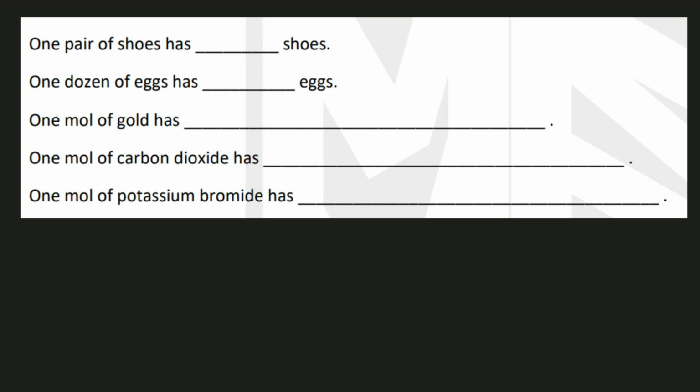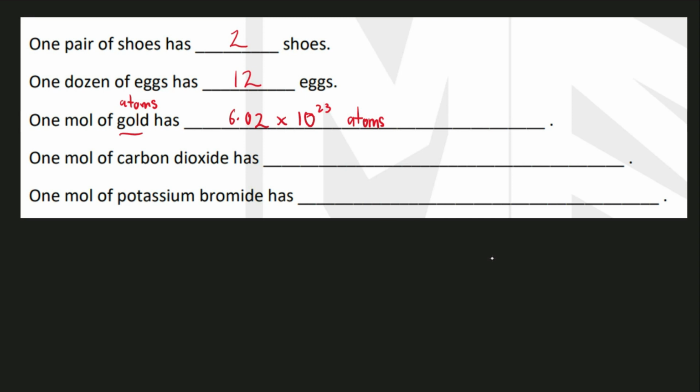A mole can be seen like a pair or a dozen. One pair of shoes has 2 shoes, and 1 dozen of eggs has 12 eggs. 1 mole of gold has 6.02 times 10 to the power of 23 elementary units. And what are the elementary units here? Since gold is made of atoms, 1 mole of gold has 6.02 times 10 to the power of 23 atoms.